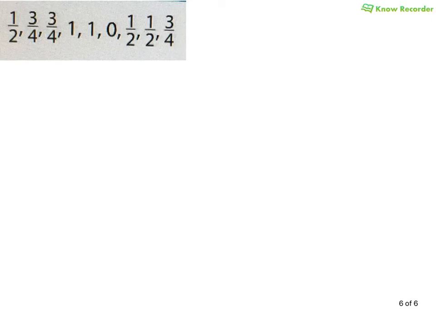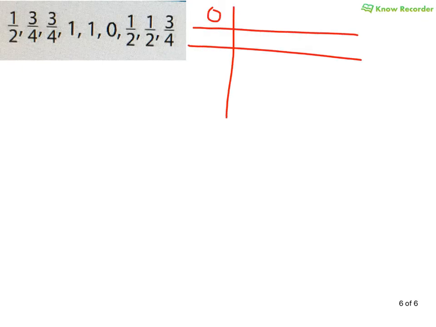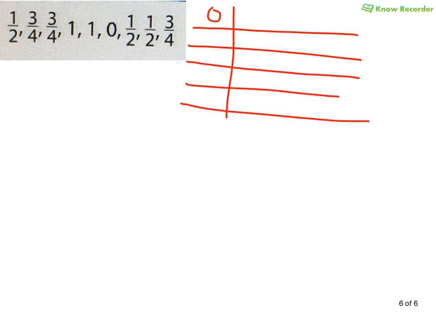I'm looking at my lowest value. My lowest value is a 0. I'm going to make a frequency table because why not? Not a very big one. So I have 0. My next smallest number is a half, then 3/4, then 1. So 1/2, 3/4, 1.